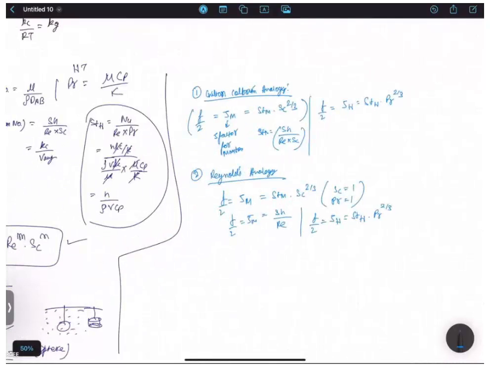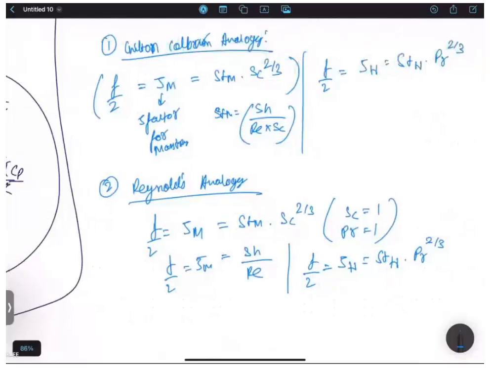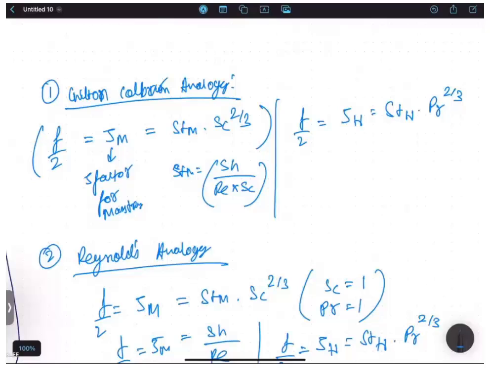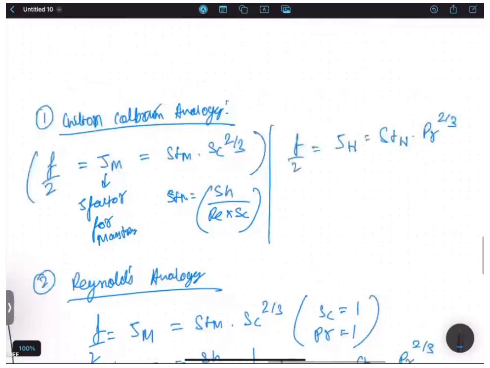Okay, nothing is there, just this formula. You just remember this formula. This Jm is known as your J factor. Somewhere it is written as JD also. For heat transfer, it is written as JH also. Why do we use this? So that we can relate our friction factor with our mass transfer coefficient.